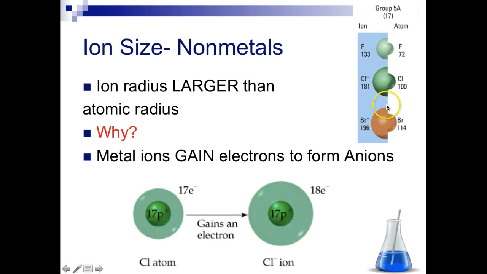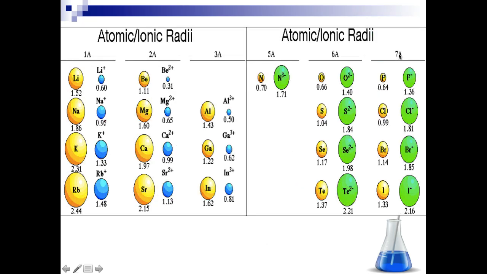Same thing happens in this picture as we look at the ions over here. So for the fluorine ion, chlorine ion, and the bromine ion, and then the atom on the right-hand side. The fluorine atom has an atomic radius of 72 picometers, and the ion's radius is 133. There's definitely a gain in size there. So here's a picture that shows the overall trend between ionic radius for metals on the left and nonmetals on the right. So remember, metals, their ion is smaller, and for nonmetals, their ion is larger.